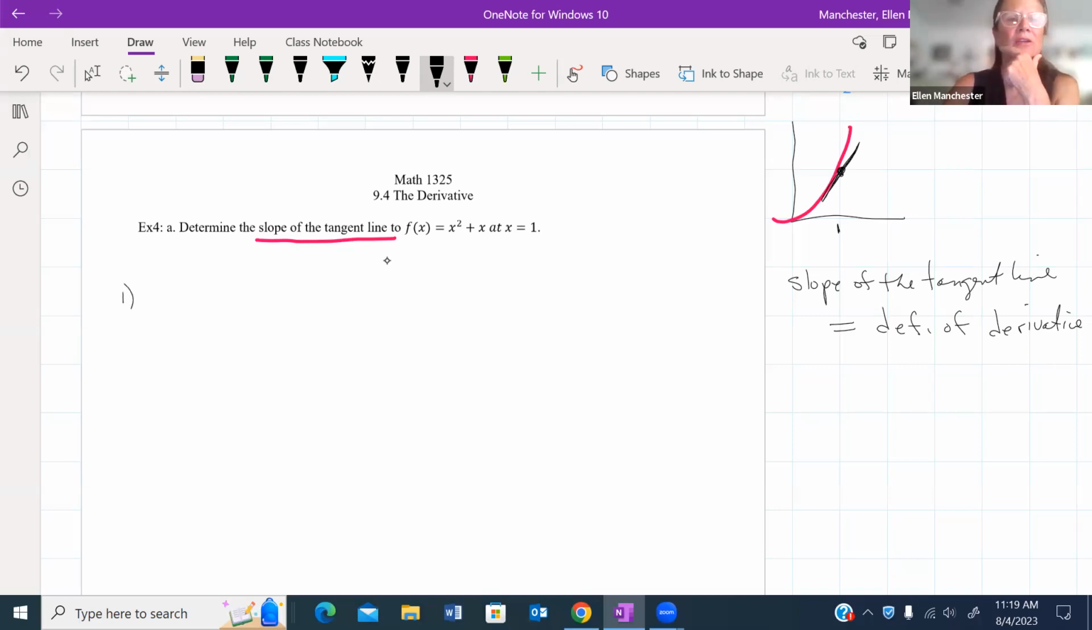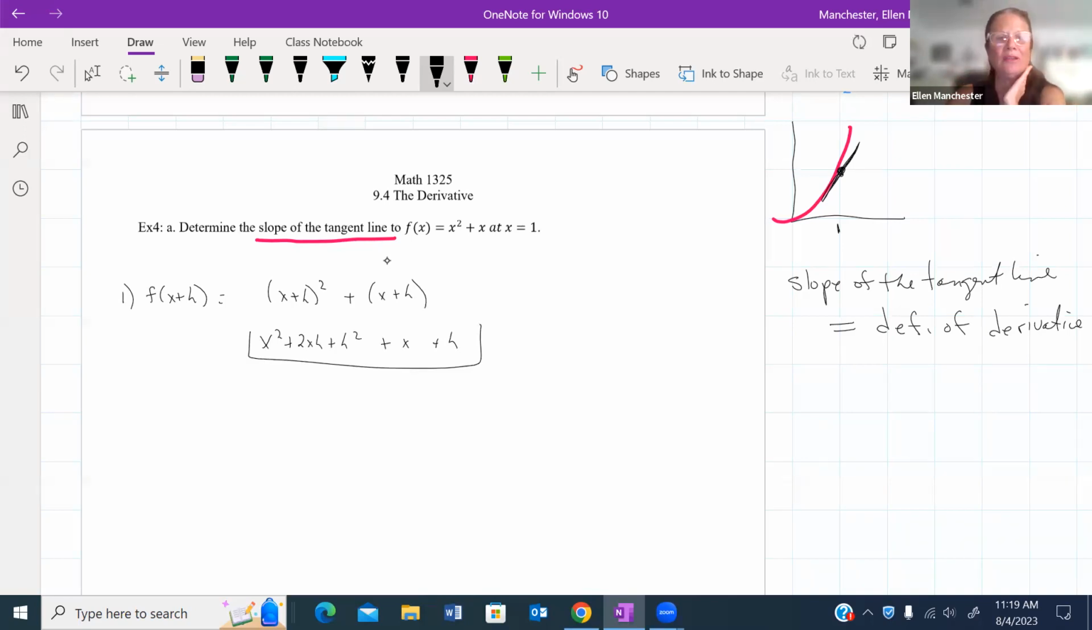So again, you're going to take out the x and plug in x plus h. So anytime you see an x, we're going to plug that in. We already know what x plus h squared is. It's x squared plus 2xh plus h squared plus x plus h. So this is when you take out the x and you plug in x plus h.